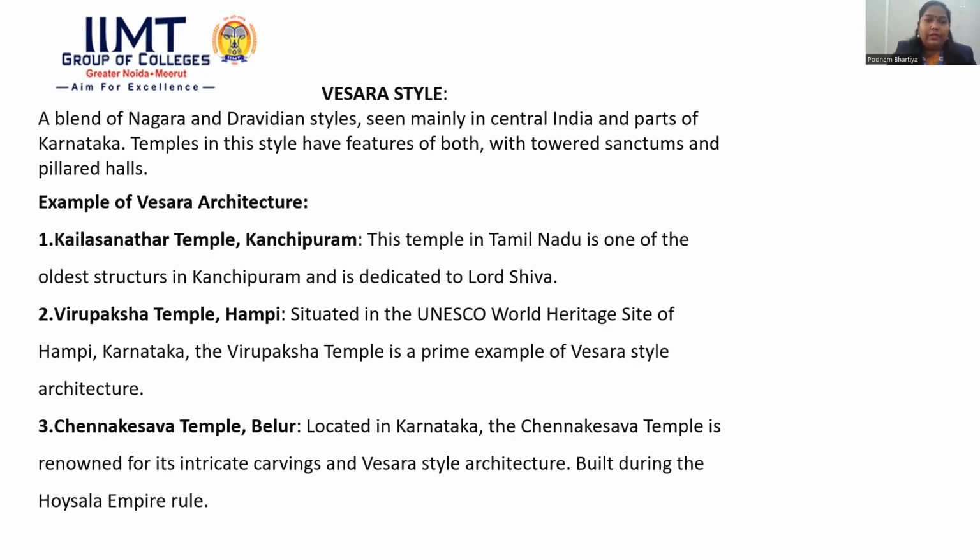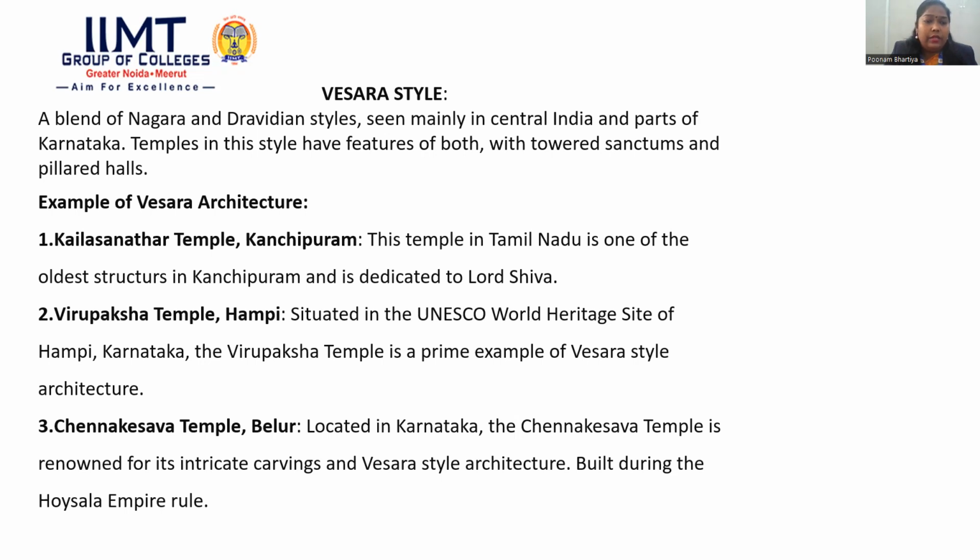There are a few examples like Kailash Nathar Temple, Kanchipuram, and Virupaksha Temple, Hampi. Kailashnath Temple, situated in Tamil Nadu, is one of the oldest structures of Kanchipuram and is dedicated to Lord Shiva. And Virupaksha Temple, Hampi, situated in Karnataka, sorry, it is in Karnataka, is a UNESCO World Heritage Site. And the Virupaksha Temple is a prime example of this style of architecture.